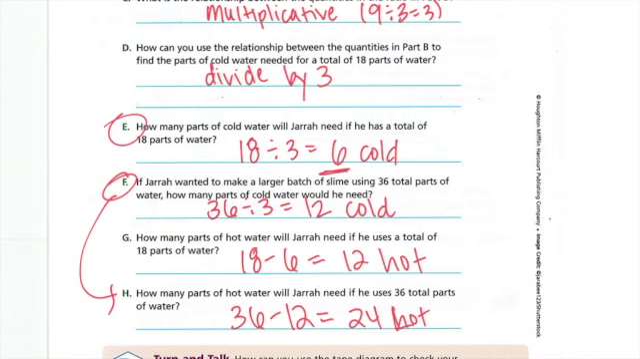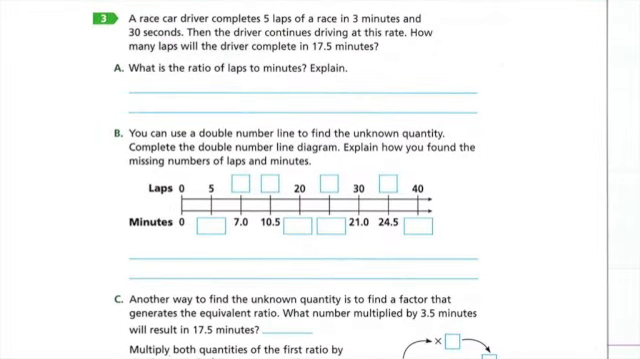All right, we're going to finish up on the next page. A race car driver completes 5 laps in a race in 3 minutes and 30 seconds. Then the driver continues driving at this rate. How many laps will the driver complete in 17 and a half minutes? What is the ratio of laps to minutes? Laps to minutes.